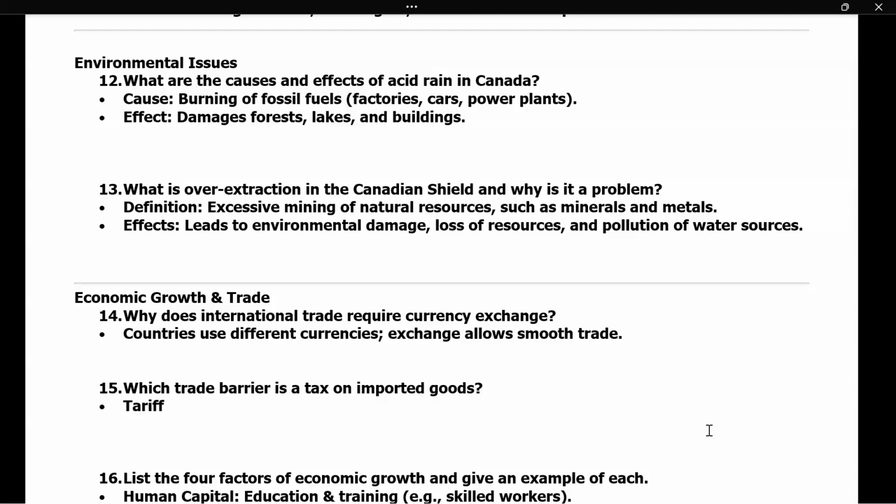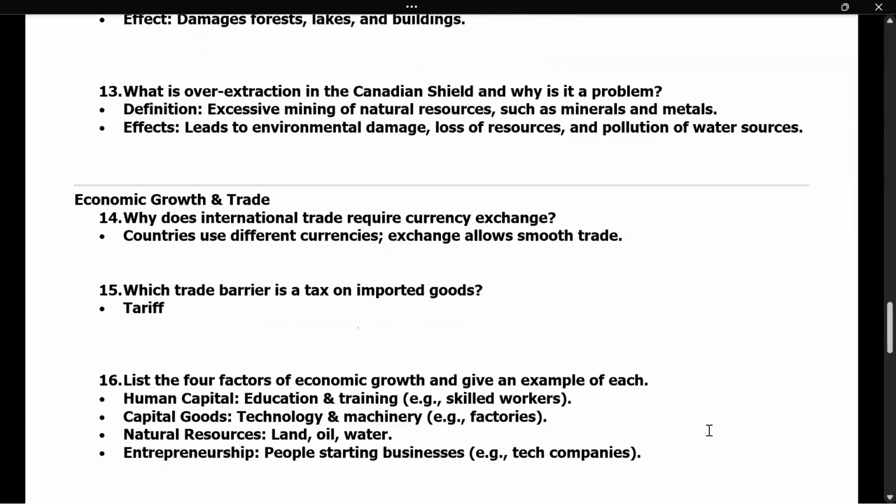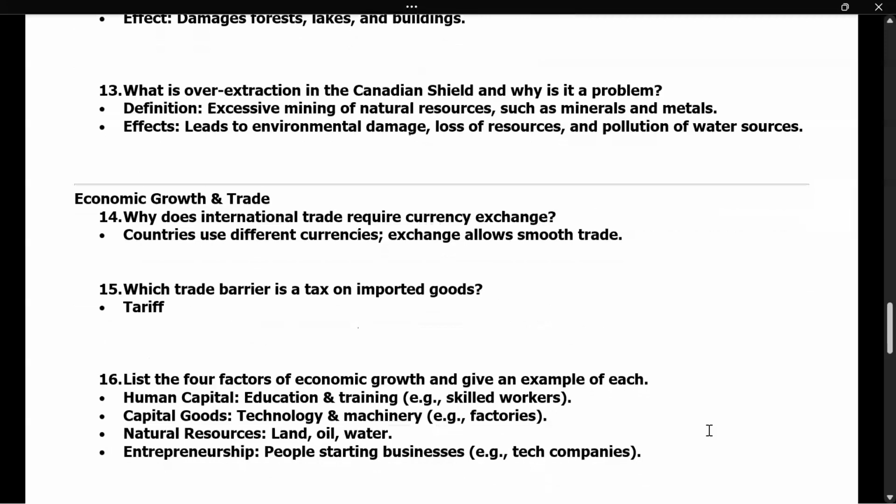Now, when it comes to economic growth and trade, why does international trade require currency exchange? We talked about how when we go to a different country for traveling, we need to change currency. If you go to Korea and you give them pesos, they're going to be like, bro, what is this? I don't know what this is. You need to use the currency of the country. If you go to Korea, you change it to won so that they understand, oh, this is what you want. Just like how in the United States, we use dollars.